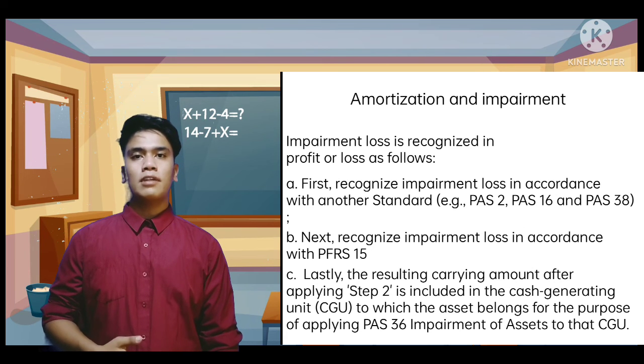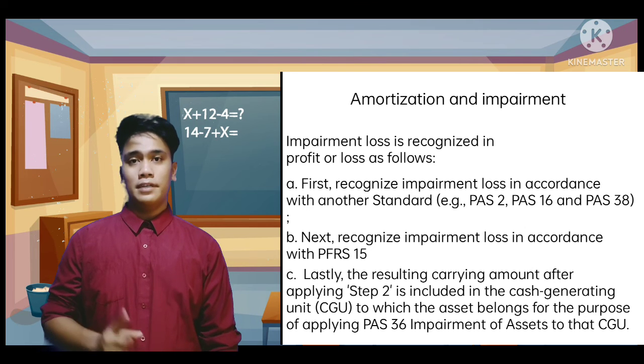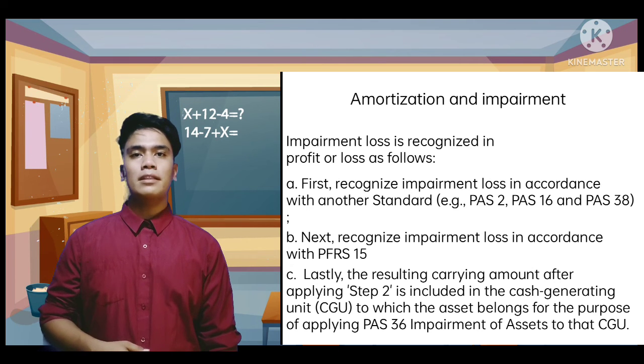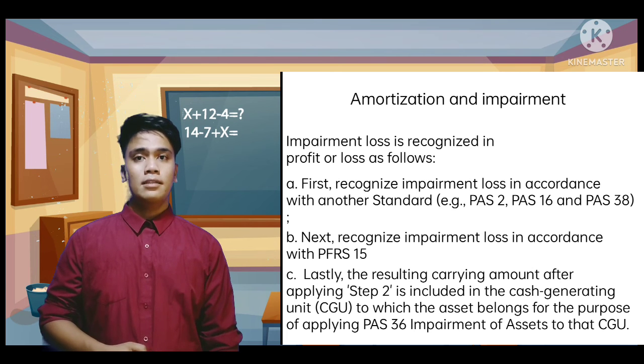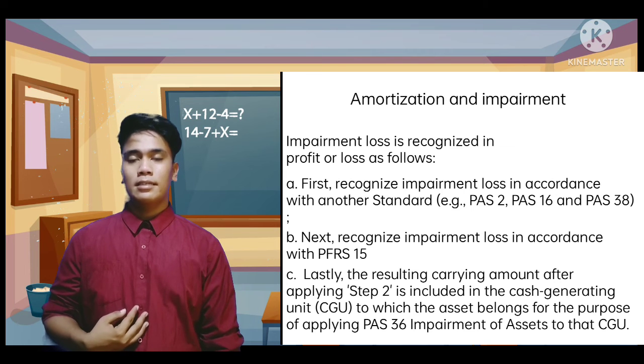Impairment loss is recognized in profit or loss as follows. First, recognize impairment loss in accordance with another standard. Example, PAS 2, PAS 16, and PAS 38.